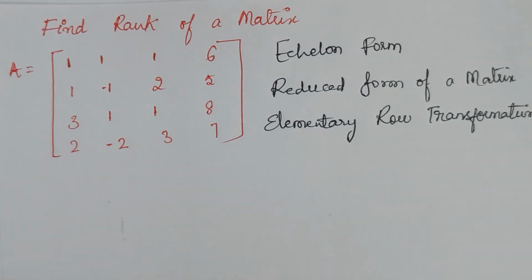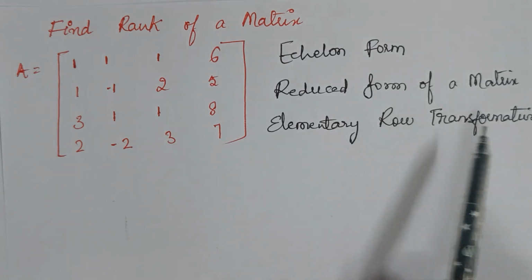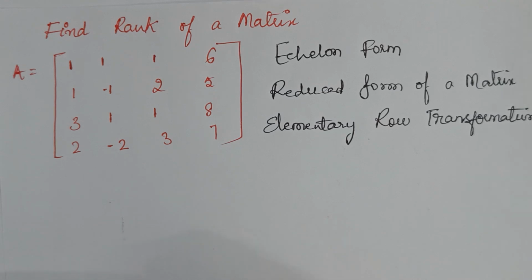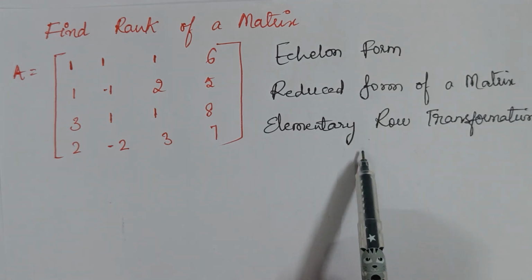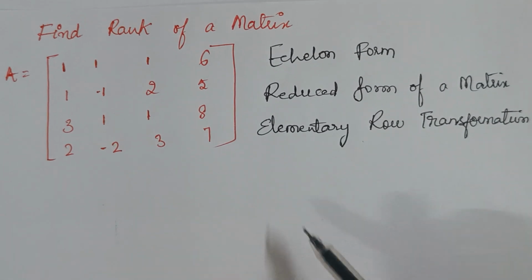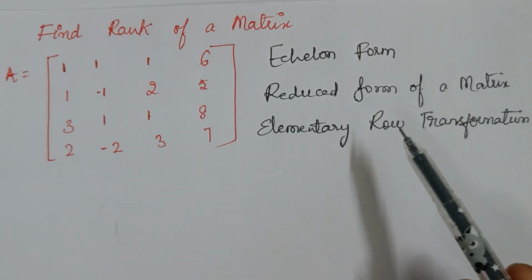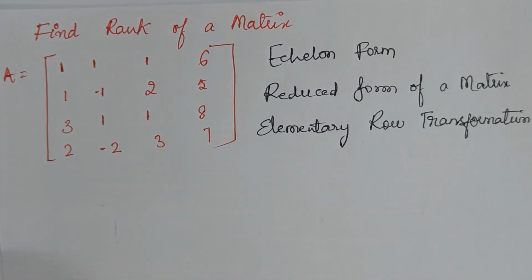In this video, we are going to find the rank of a matrix using echelon form, also called the reduced form of a matrix, and for that we are using elementary row transformation. If you don't know about all of these, please check my previous videos, two or three videos back in the same playlist, where I have explained all of these in detail. You can watch that and come back to this. If you have already watched, then well and fine. Okay, so let's get started.